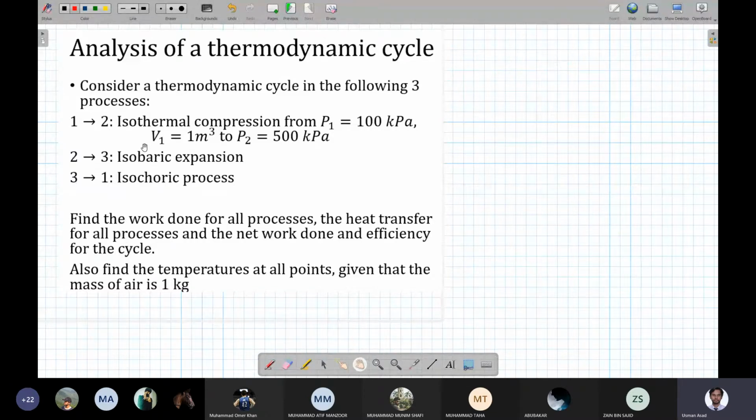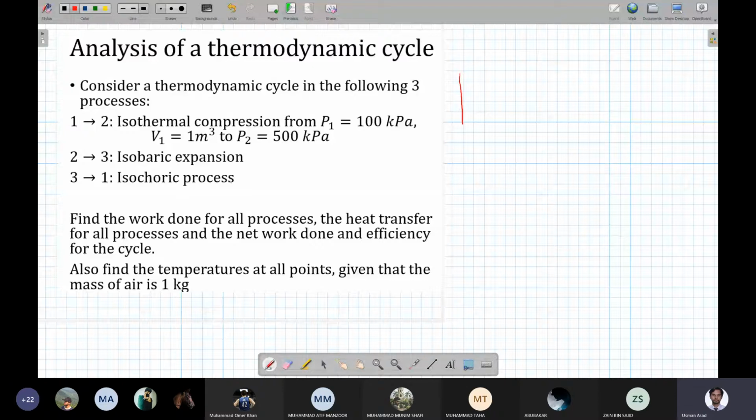And what we want to do is we have to find the work done for all processes, the heat transfer for all processes, the overall work done, and efficiency पे हमने बात नहीं की, मगर इसी example के जो है ना देखते हुए ही हम efficiency पे directly बात करेंगे. And also find the temperature at all points given that the mass of air is 1 kilogram. ठीक है.